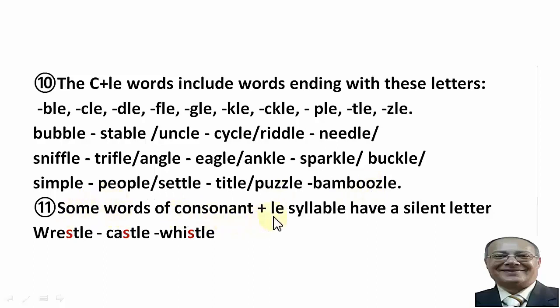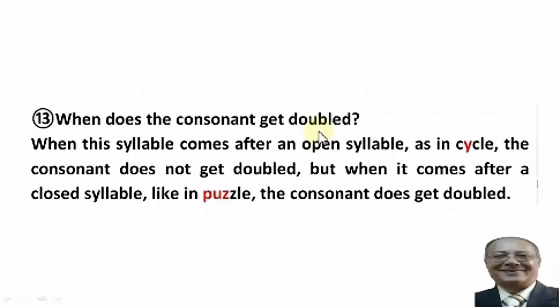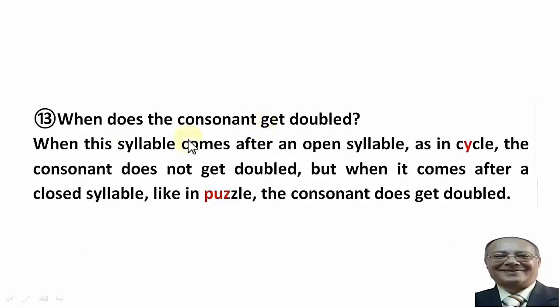Some words with the consonant-LE syllable have a silent letter, especially S. Wrestle, castle, whistle. When does the consonant get doubled? When the syllable comes after an open syllable, as in cycle, the consonant does not get doubled, but when it comes after a closed syllable, like in puzzle, the consonant does get doubled.